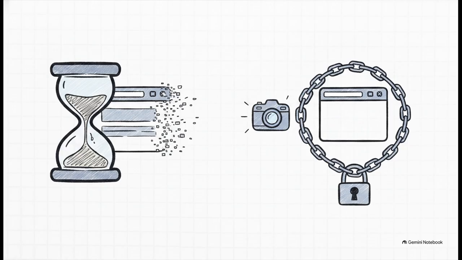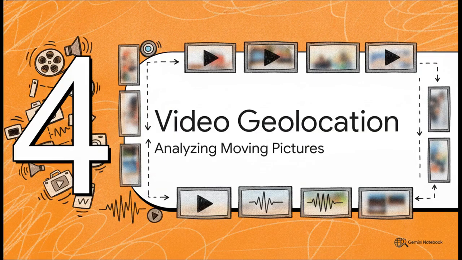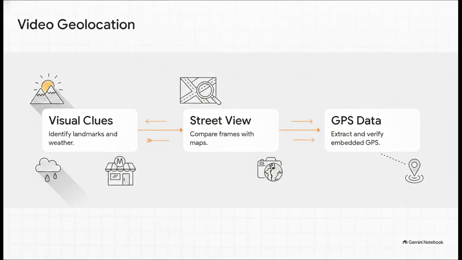In professional investigations, documenting your chain of custody is literally everything. If you don't have airtight proof of your findings, well, they never existed. Section 4. Video, geolocation, and analysis. Time to look at moving pictures. So, geolocating a video is essentially a giant puzzle.